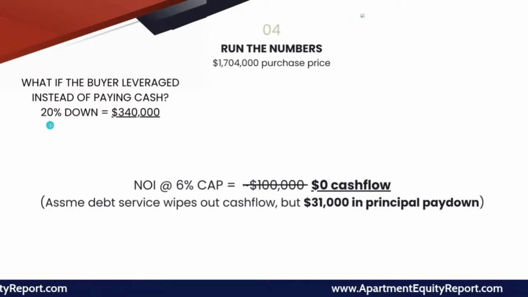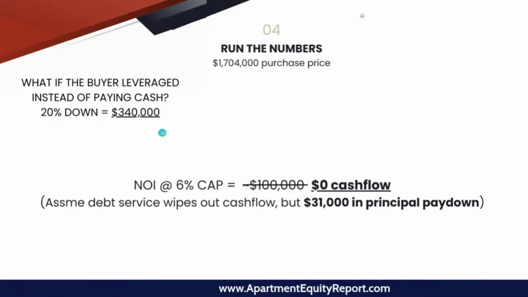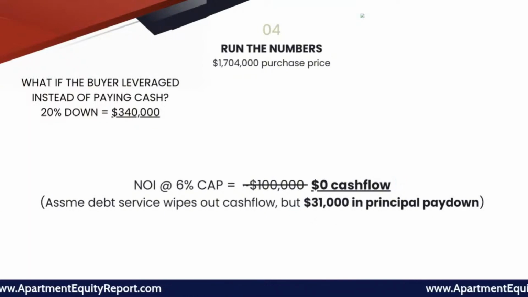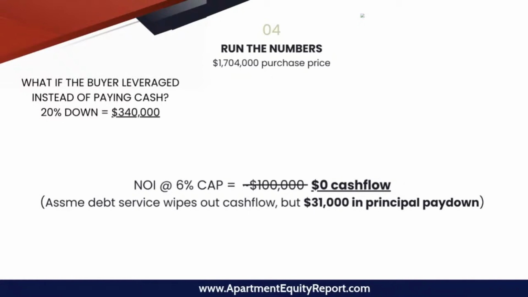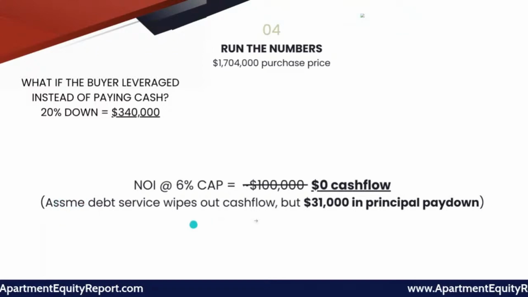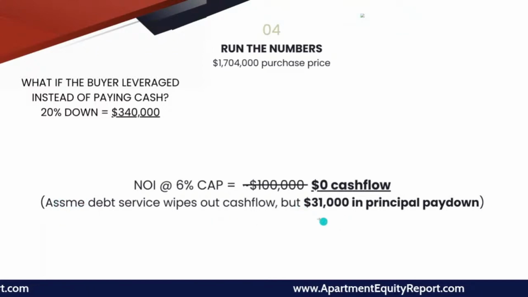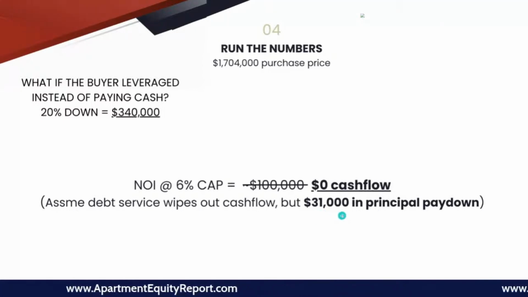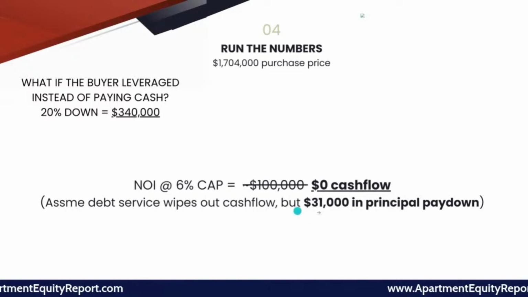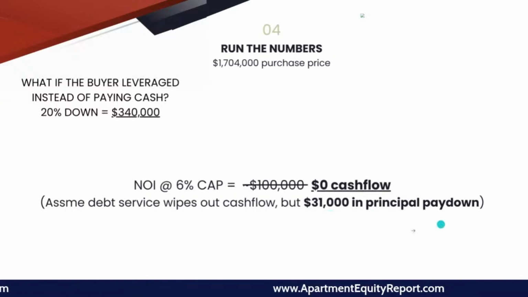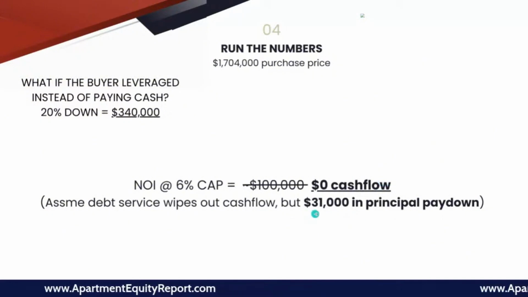Well, let's just assume, because he's leveraged so high, that he has no cash flow. The debt service wipes out everything. There's no debt coverage ratio beyond maybe a one-to-one debt coverage ratio. No cash flow. Assume, in year one, I just did a 25-year amortization. He's got about $31,000 in principal paydown coming his way. So zero cash flow, but he is getting his loan down by $31,000.